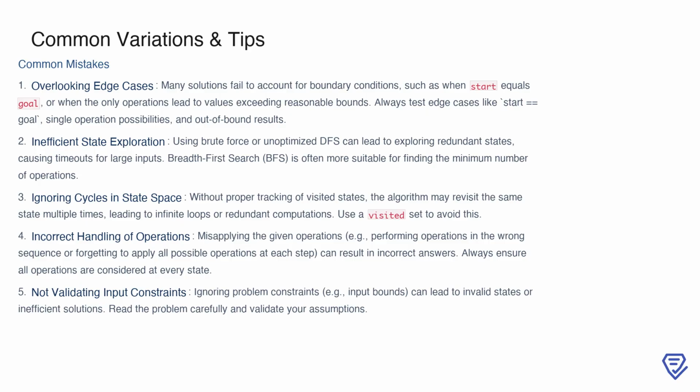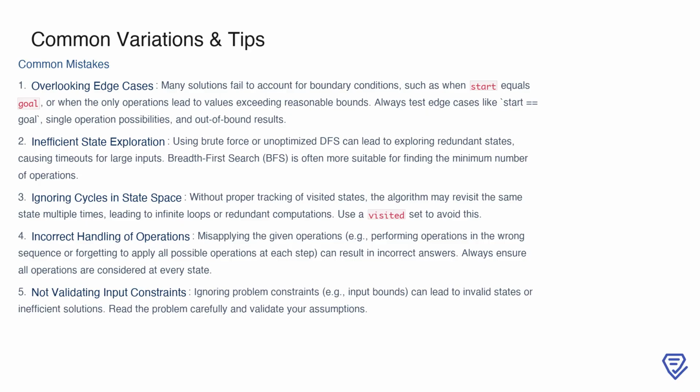Breadth-first search is generally preferred for this problem, as it systematically finds the minimum operations. Another issue is ignoring cycles in the state space. Without proper tracking of visited states, the algorithm might revisit the same number repeatedly, leading to infinite loops or unnecessary computations. Using a visited set can help avoid this.